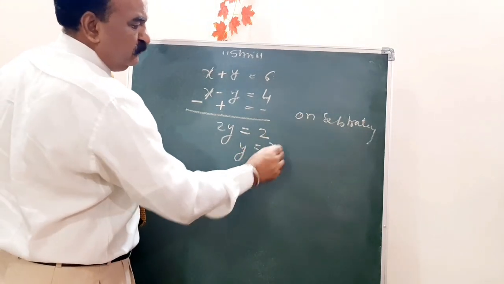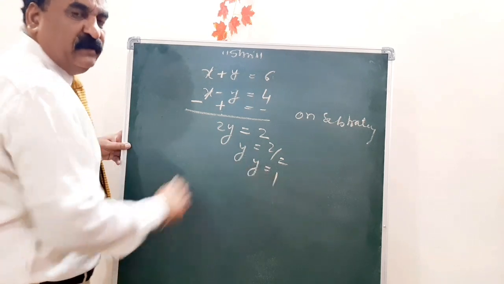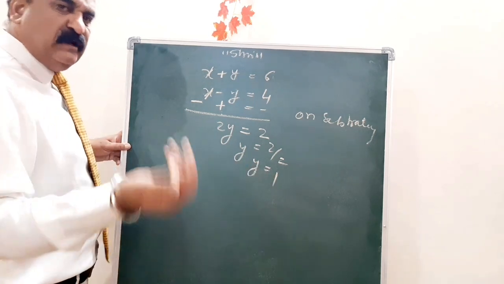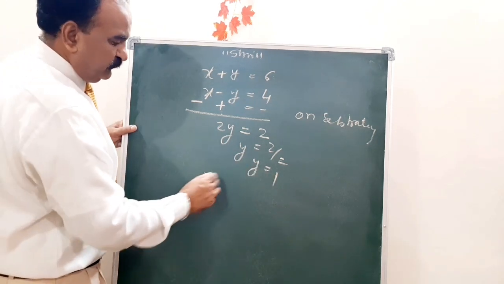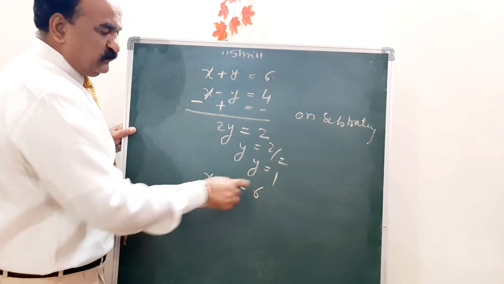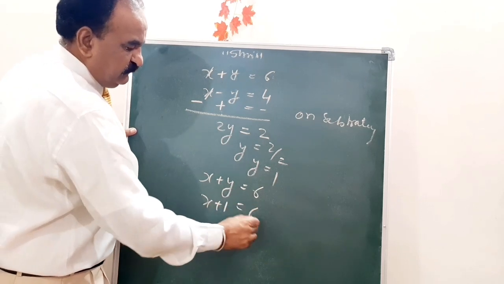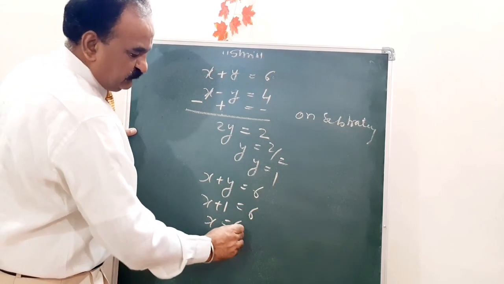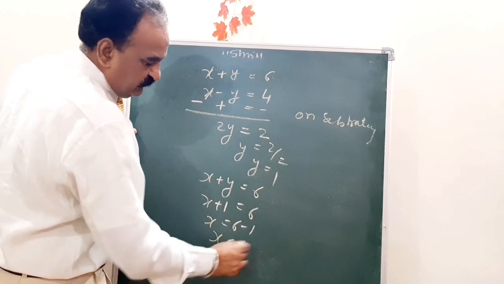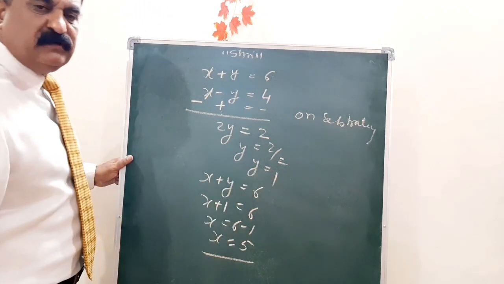So y is equal to 2 upon 2. So y is equal to 1. Same thing you got here, y is equal to 1. Now you can find the value of x. x plus y is equal to 6. In place of y you can put here 1. So x plus 1 is equal to 6. x is equal to 6 minus 1. x is equal to 5. The same solution you got. x is equal to 5 and y is equal to 1.